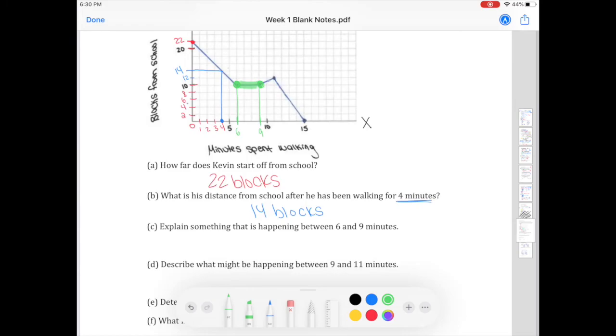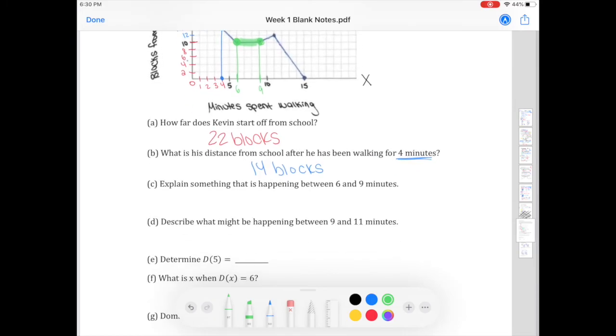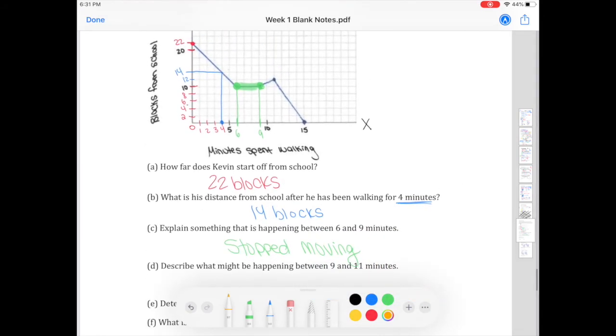Right here, he's 10 blocks from the school, and right here, he's 10 blocks from the school. So what's happening between those 3 minutes? There's so many creative answers you can come up with, but they all have to be along the lines of he stopped moving. Okay? Whether he really had to pee and stopped at a gas station, or he saw a friend and stopped to chat, or he can't text and walk at the same time, so he had to stop to text real quick, had to tie a shoe, and it took him 3 whole minutes. Whatever it may be, he stopped. Time went on, his distance didn't change.